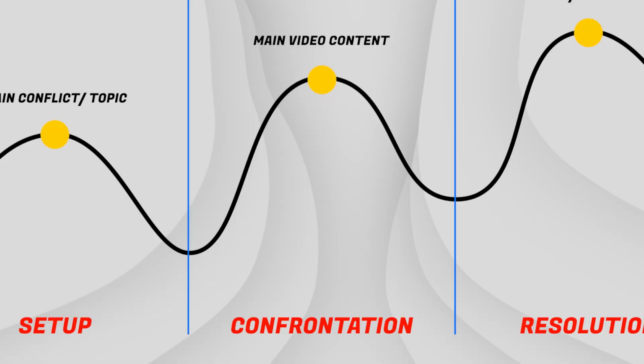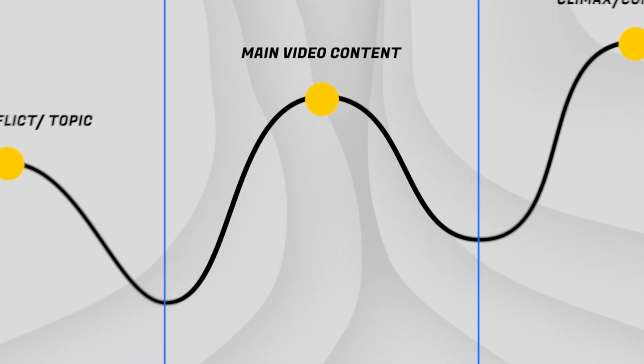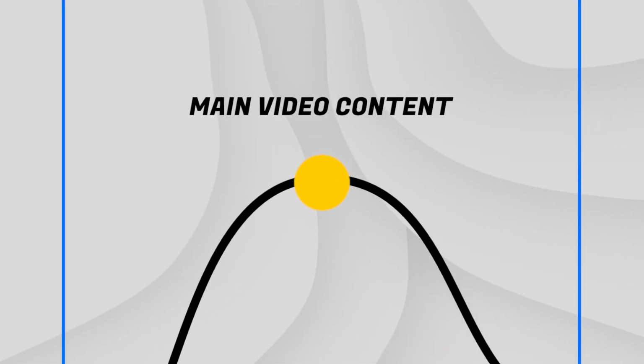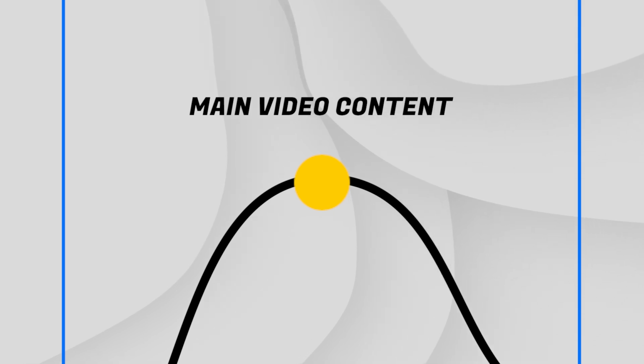they can expect. In the confrontation act, the main part of the video unfolds where I present the main content and get into the details. The goal is to keep the audience engaged by creating a sense of progression. If I am doing a tutorial, this is where I demonstrate the core steps and highlight any difficulties.